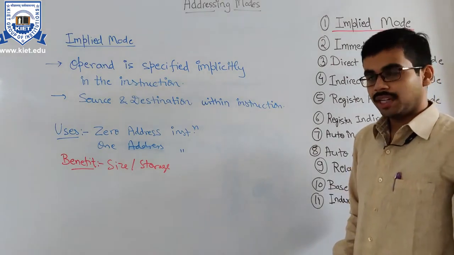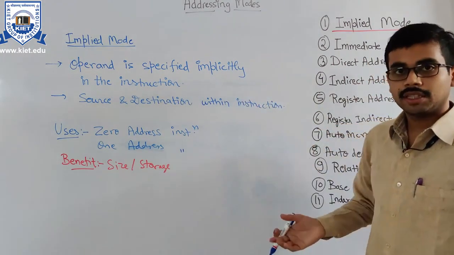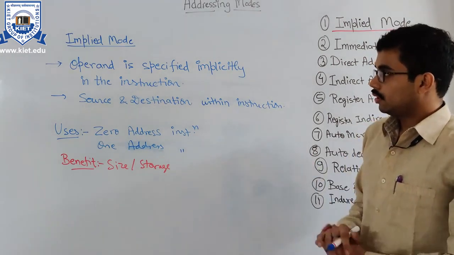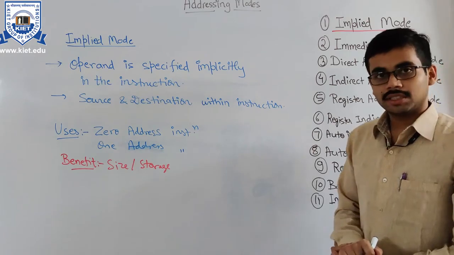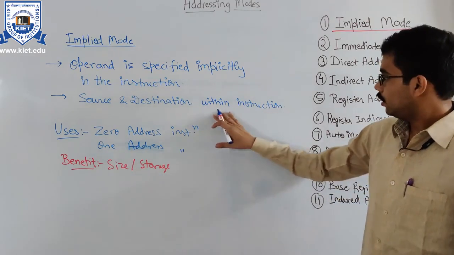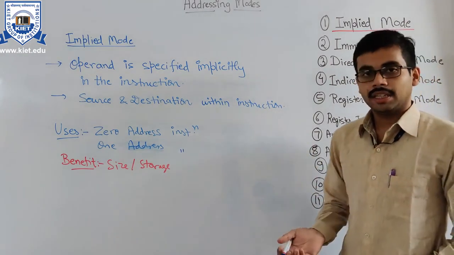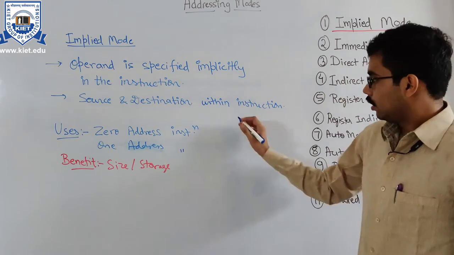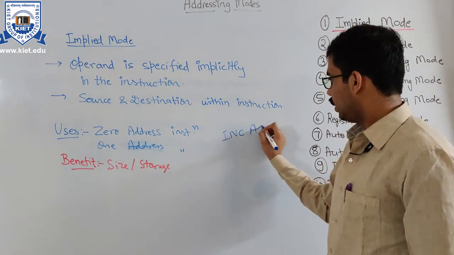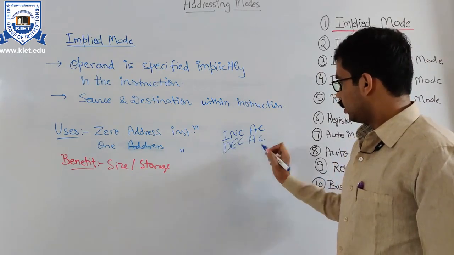First we will talk about implied mode. In implied mode, the operand is specified implicitly in the definition of the instruction. What does it mean? It means the source and destination of the data will be within the instruction. For example, we can take any one address code like incrementing the accumulator or decrementing the accumulator.